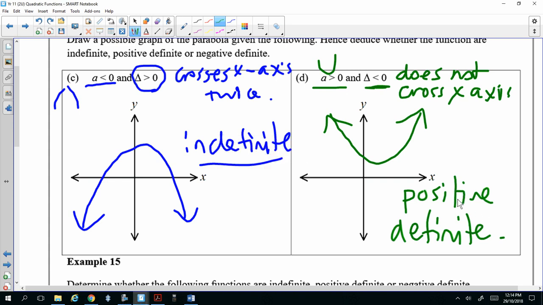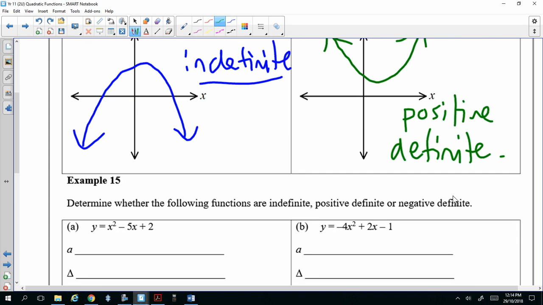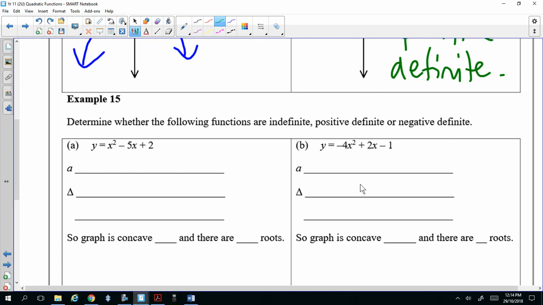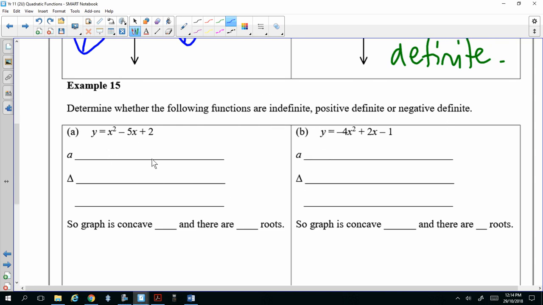Okay, question 15. All right, this one involves some algebra. Let's do that. Determine whether the following functions are indefinite, positive definite, or negative definite. You can do that without drawing the graph. Let's see how that works. What's the value of A? 1, it's positive. So we'll know it's concave up, isn't it?